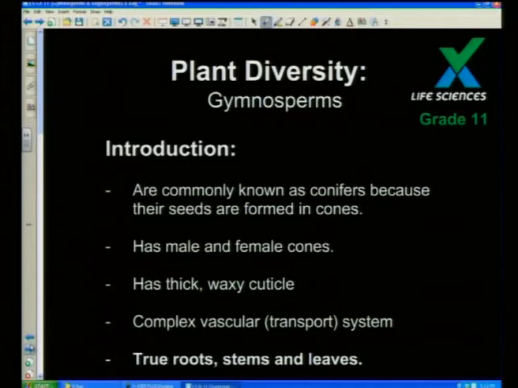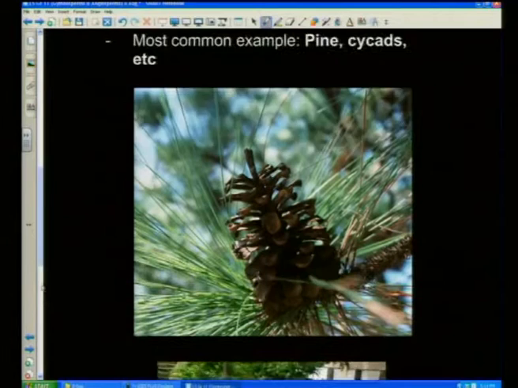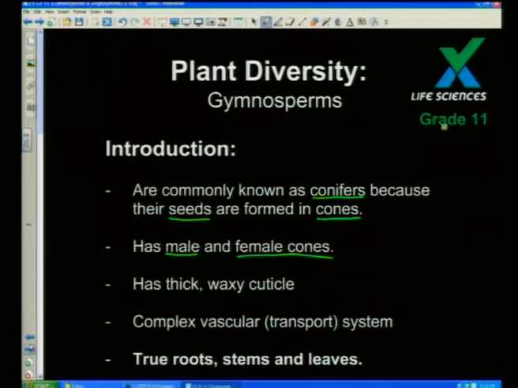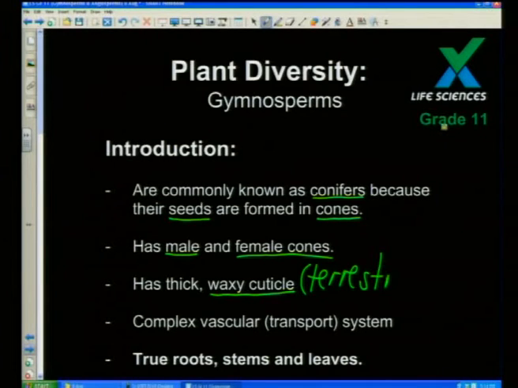Then let's go on to the gymnosperms. They are commonly known as the conifers, because their seeds, as we said, they're seed-producing plants, are produced in cones. There are male and female cones, as I've explained to you. Okay, it has a thick waxy cuticle, and we said that is a feature for being able to survive in very harsh conditions. So they are adapted for terrestrial or land life.